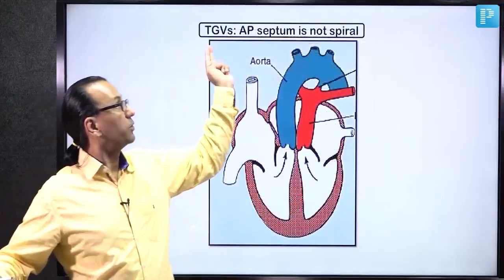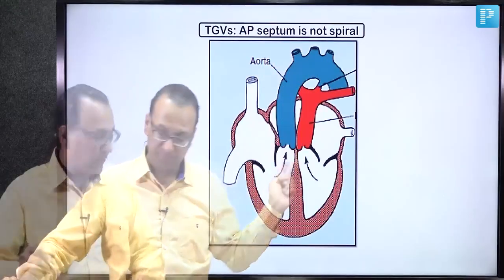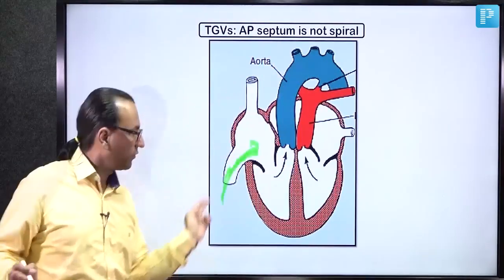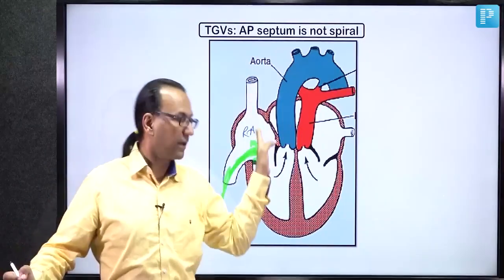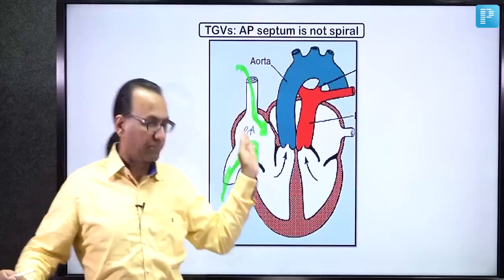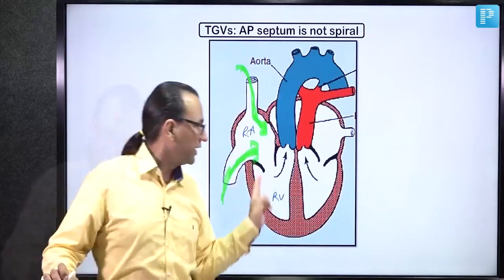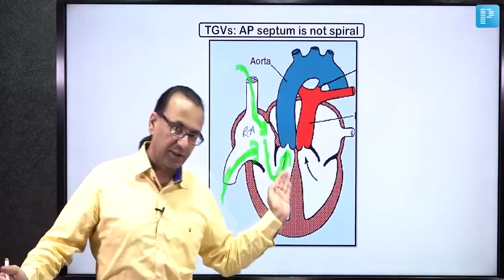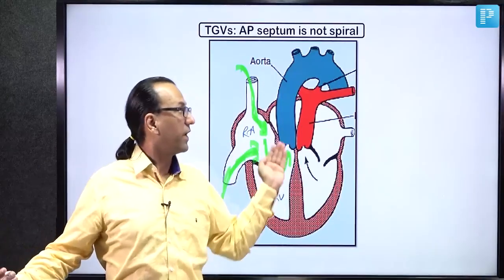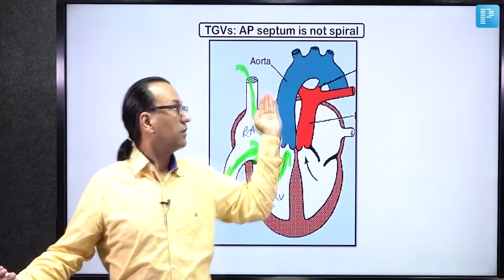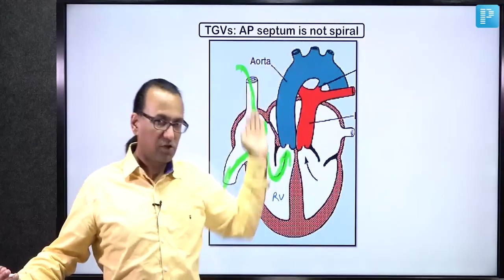The next case is transposition of great vessels. When the AP septum is not spiral, the vessels are not spiral, they are straight. And as you understand, the venous blood of the lower body comes into the inferior vena cava and the right atrium. So does the superior vena cava, carrying venous blood from the body above the diaphragm. This deoxygenated blood comes to the right ventricle and needs to go to the lungs for oxygenation, but what we see here is the deoxygenated blood entering the ascending aorta and going back to the body without oxygenation. This way survival is not possible.